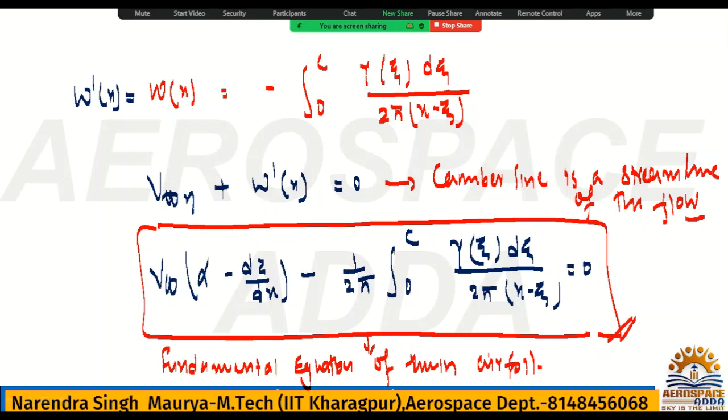Now from here we can derive the required thing. Okay, so in the next class we'll derive all the parameters. Okay, all right, done.